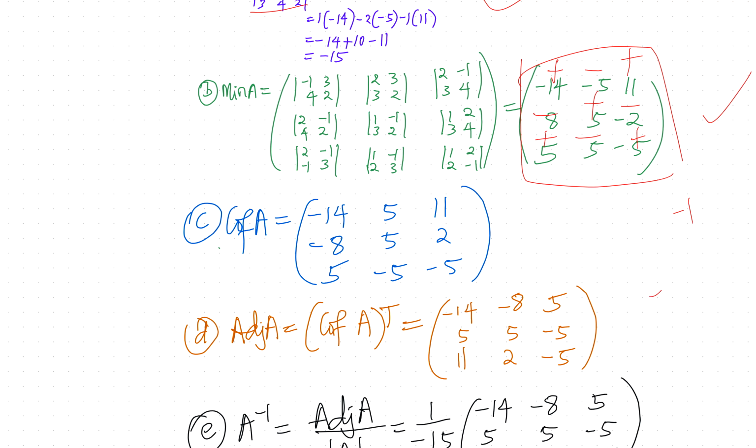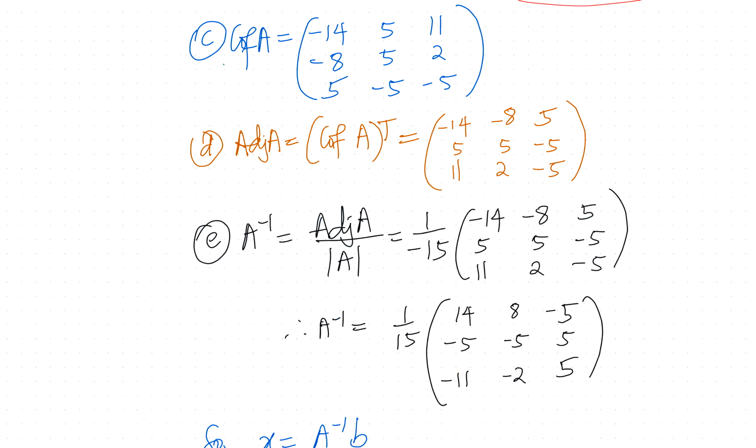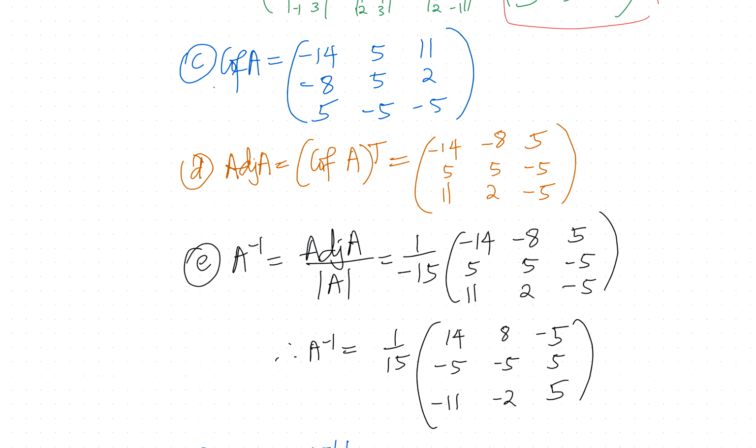So now that you have the cofactors, the next thing you want to get is the adjoint. You need the adjoint of A. And the adjoint of A is simply the transpose of the cofactor of A. So now to transpose, it means you're just transposing this to get the adjoint. So transpose means rows become columns and columns become rows. So that's why row 1 here, minus 14, 5, 11 becomes column 1 in the adjoint.